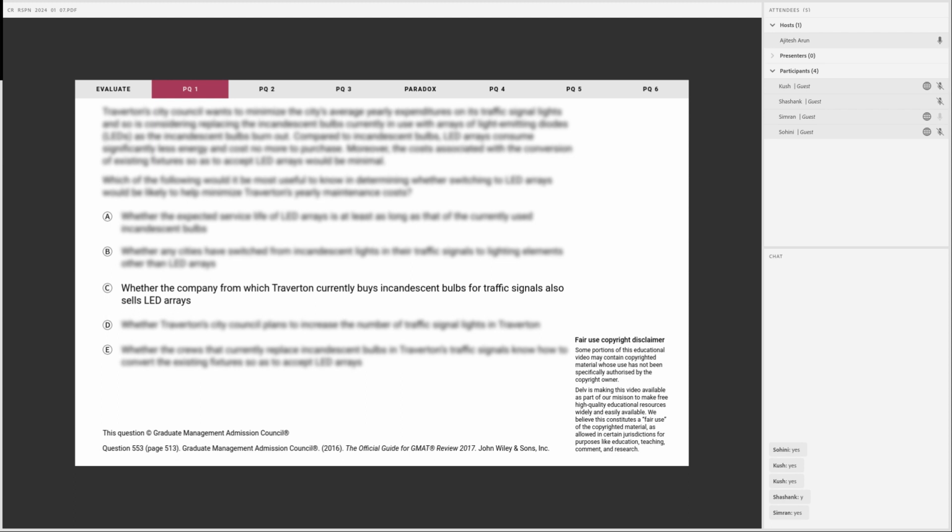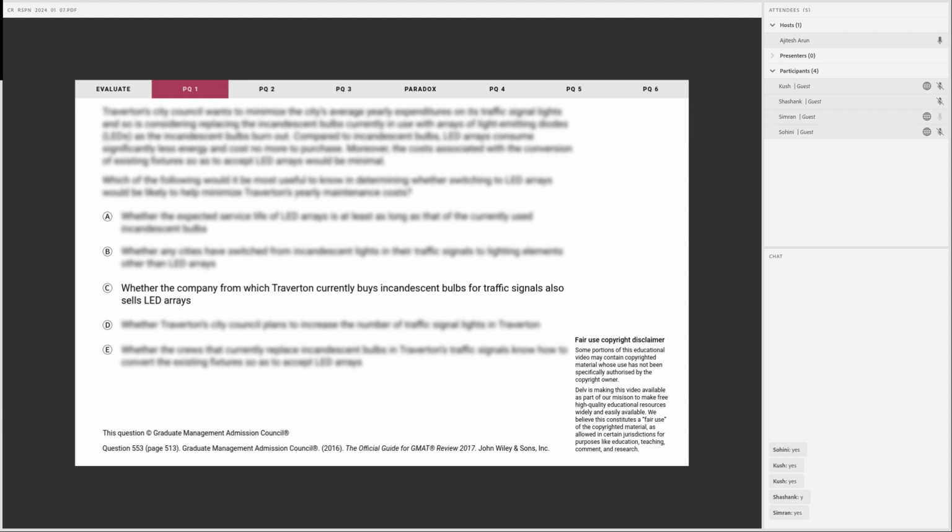Now, very quickly, let me take option C out. Whether the company from which Traverton currently buys incandescent bulbs for traffic signals also sells LED arrays. Now, we really have to ask ourselves who cares whether the same company also sells LED arrays, right? Maybe Traverton will be using a different company or they will buy LED arrays from a different company. So, this doesn't seem to be helpful.